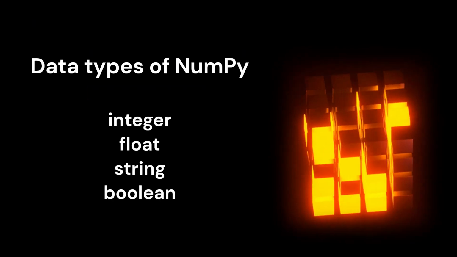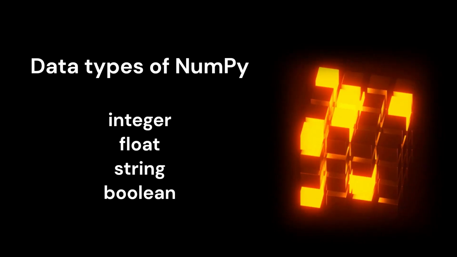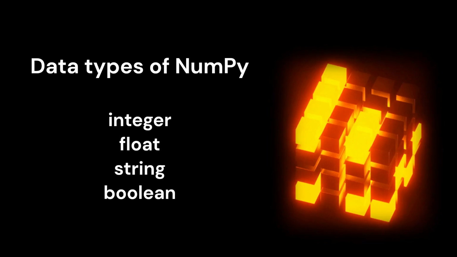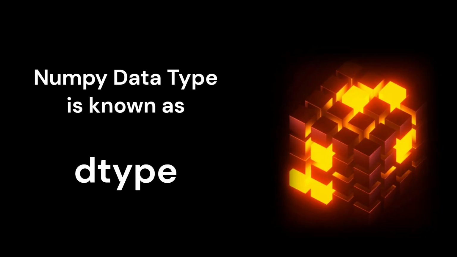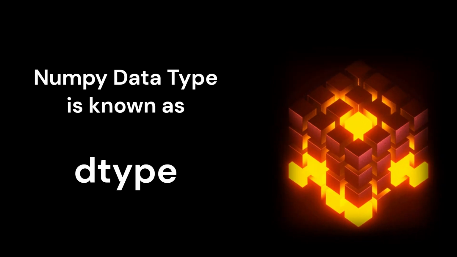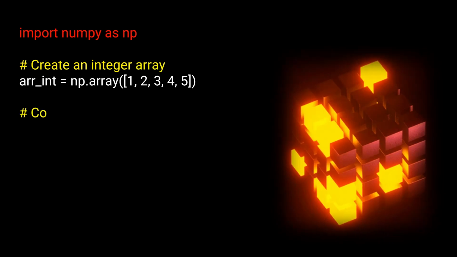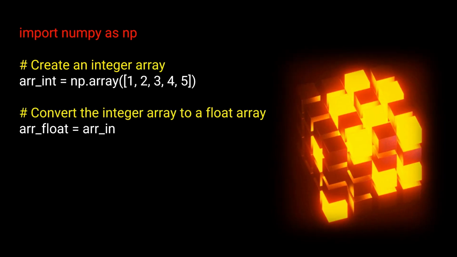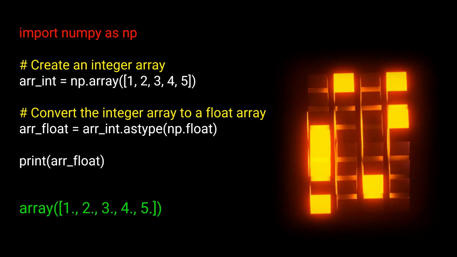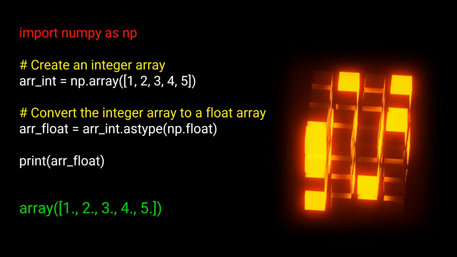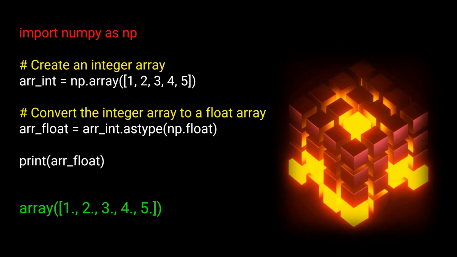NumPy supports multiple data types like integer, float, string, boolean, etc. NumPy data type is represented as dtype. To convert an integer dtype to a float dtype using NumPy, we can use the numpy.astype method. In this example, we first create an integer array arr_int using the numpy.array function. Then we use the astype method to convert it to a float array arr_float. The astype method takes the new dtype as an argument, which is np.float in this case.